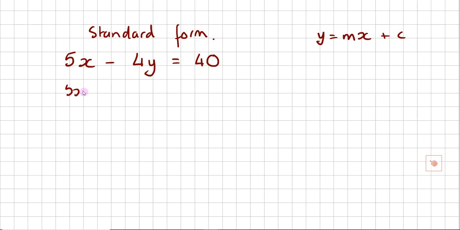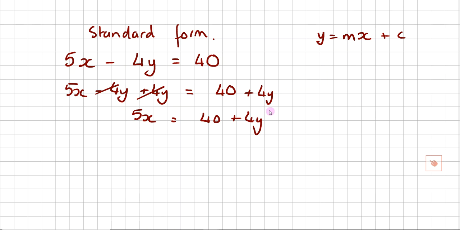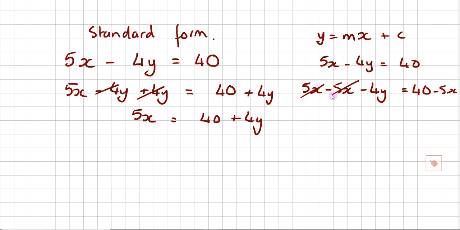So I'm actually going to do 5x subtract 4y, and I'm going to add 4y. That means I've got to add it to the other side as well. So this cancels out, and I'm left with 5x equals 40 plus 4y. Now, if I had instead done subtract 5x, I could have done 5x minus 5x minus 4y is 40 minus 5x. That gets rid of it, and I'm left with negative 4y is 40 minus 5x.